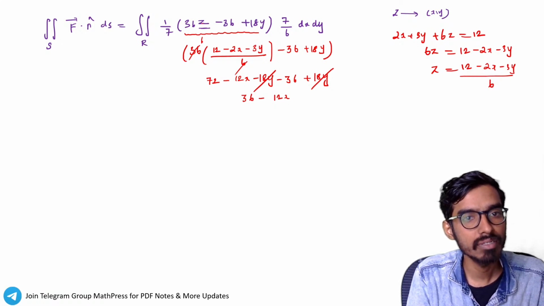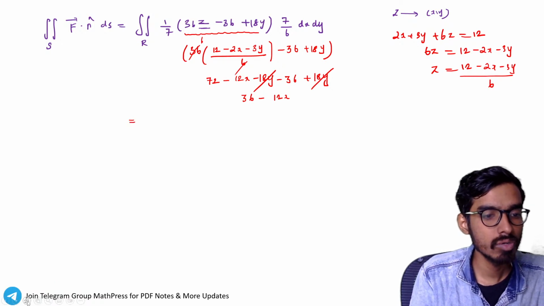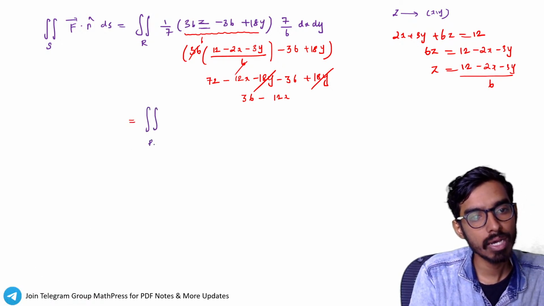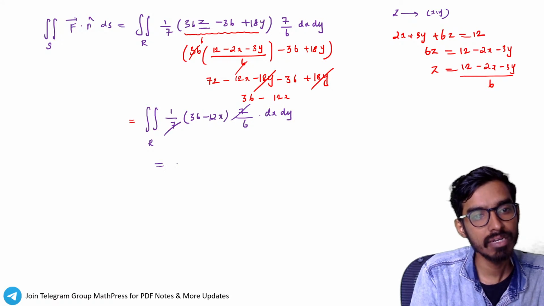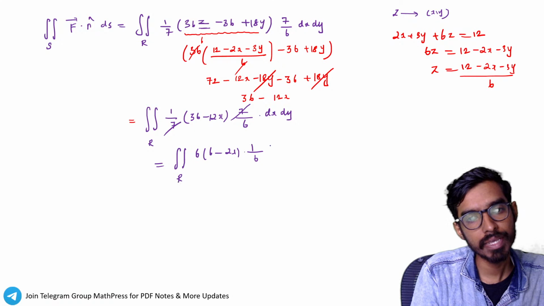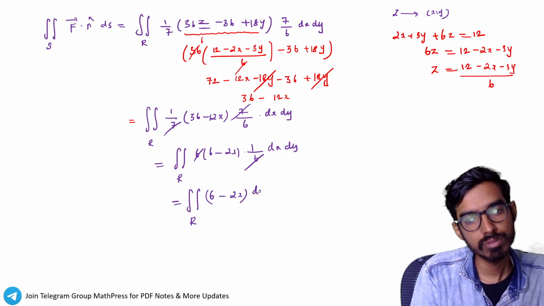Now we can see we have converted z in terms of x and y only. Now we need to find limits also, that we will do now. So this will be a double integral over R. Already we have 1 by 7, so this will be 36 minus 12x, and already we have 7 by 6 into dx dy. This 7 will get cancelled. If I take the 6 outside, we have the double integral over R of (6 minus 2x) times 1 by 6 dx dy. Again, this 6 will get cancelled. So we have the double integral over R of (6 minus 2x) dx dy.